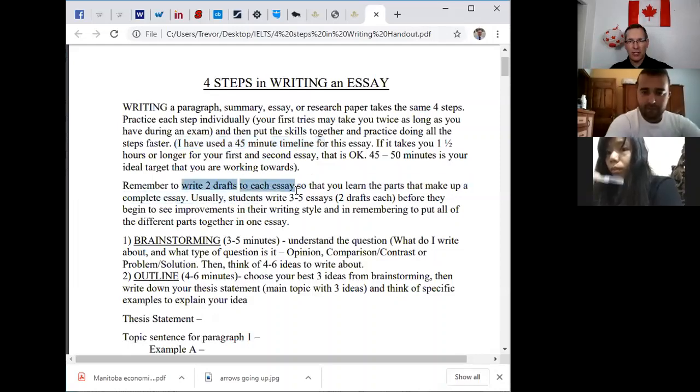I also ask students to write 2 drafts, meaning you write down your essay, then you find someone to correct it and make some suggestions, then write it a second time, because when you're writing it a second time, you start to remember the different parts that a teacher has emphasized or focused on. And so when students have written 3 to 5 essays, 2 drafts each, usually they start to see very quickly, okay, this is what a teacher is looking for.